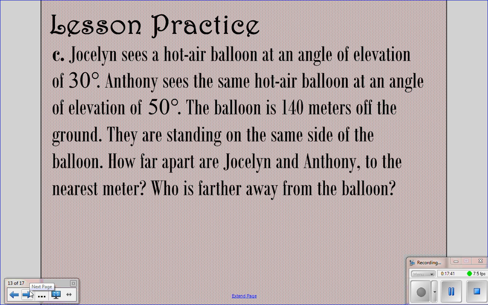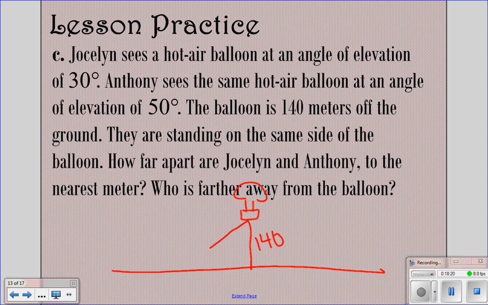Looking at the next one, we want to draw a hot air balloon at an angle of elevation of 30 for Jocelyn, and for Anthony at an angle of elevation of 50 degrees. So I'm just going to draw a little hot air balloon, and then I've got the ground over here. They're standing on the same side of the balloon, and they told us the height of the balloon is 140. And then I've got one of them here, and one of them is over here.